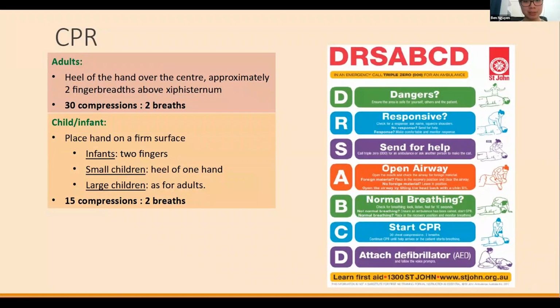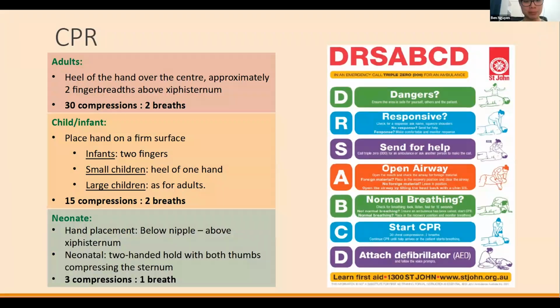I won't go through this in detail. I don't think it's very examinable either, but if you were to remember one thing, maybe just the ratio of the compressions and breaths. In adults, it's 30 compressions and 2 breaths, whereas in children and infants, it's 15 compressions and 2 breaths.